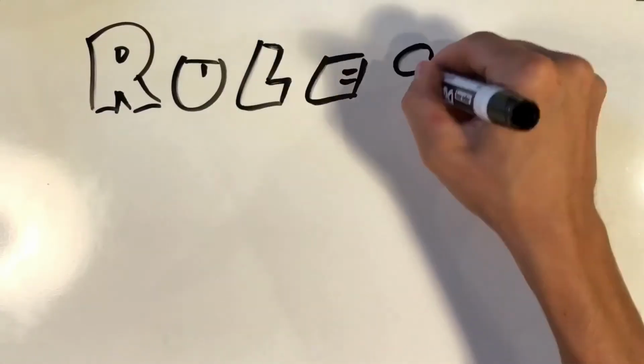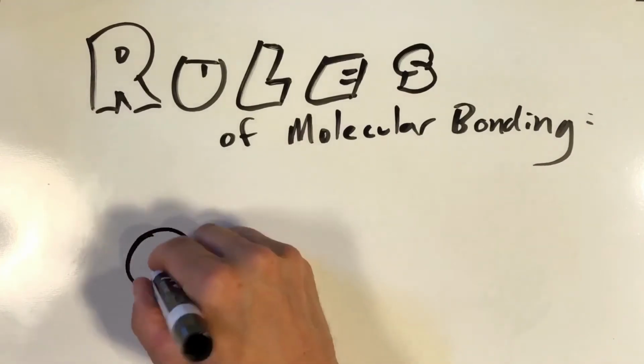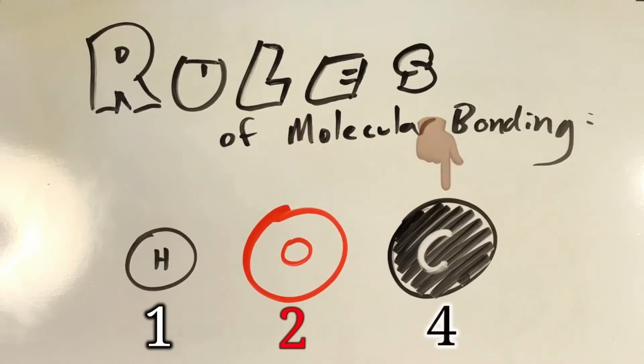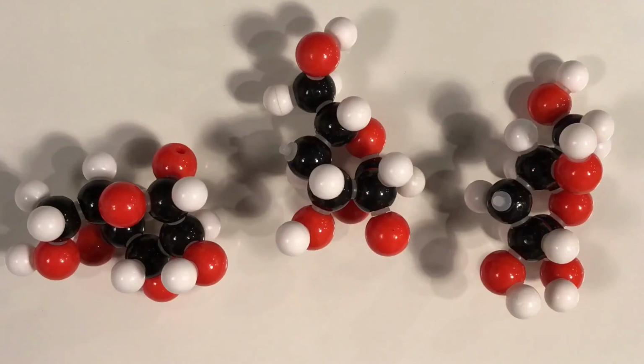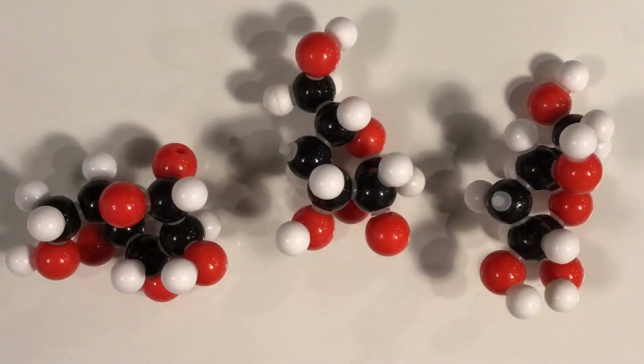According to our rules of molecular bonding, certain atoms are required to have certain numbers of bonds with other atoms. Hydrogen has 1 bond, oxygen has 2 bonds, and carbon has 4 bonds. And in this molecular modeling kit, hydrogen is white, oxygen is red, and carbon is black. With this in mind, do you see any atoms in the new monomers that violate the rules of molecular bonding? Pause the video and see if you can spot the atoms that don't have the right number of atoms bonded to them.